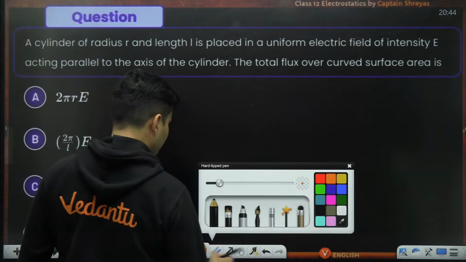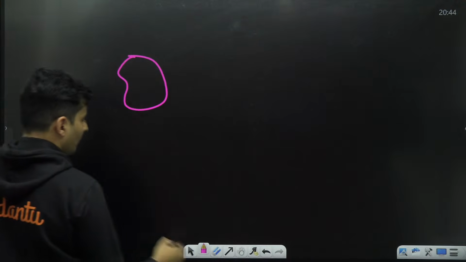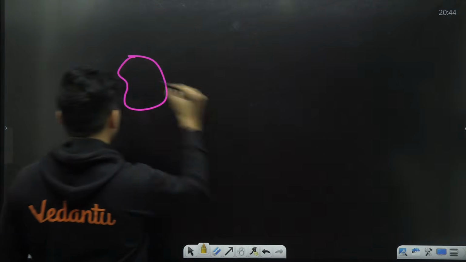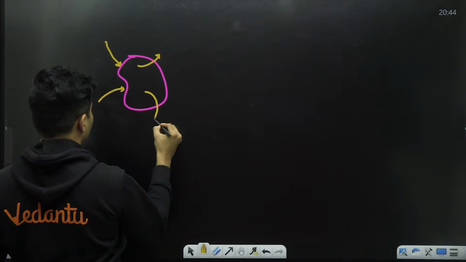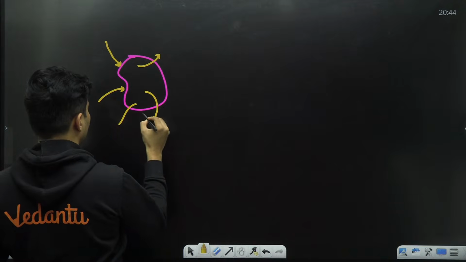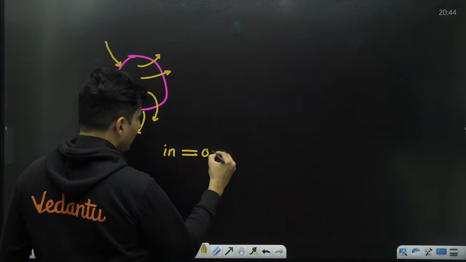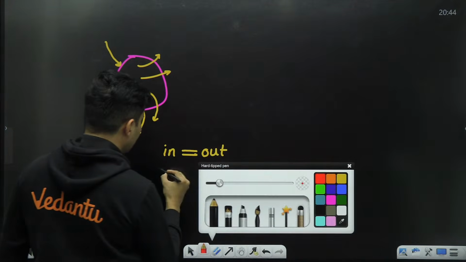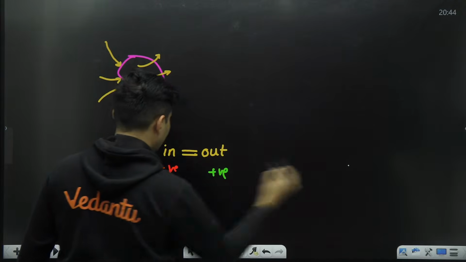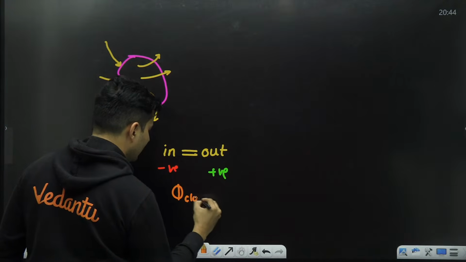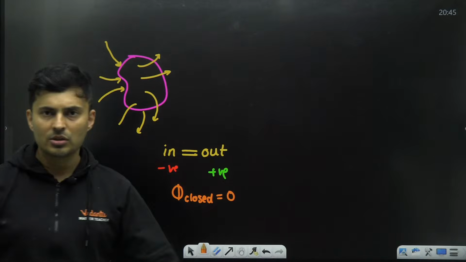So if I have any kind of curved surface like this, a closed surface, sorry, like this, whatever line comes in eventually goes out. So if whatever comes in is going out, then basically the negative flux is equal to the positive flux. Hence, you will see that the net flux in that closed surface will be 0. Is that absolutely clear, my dear students?